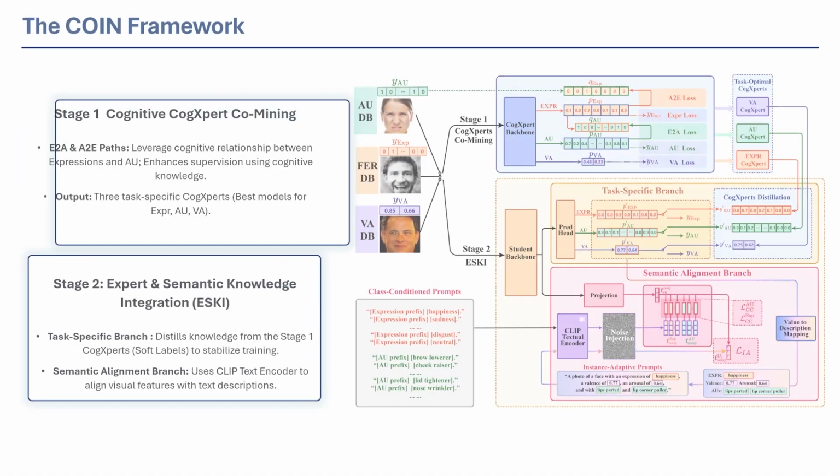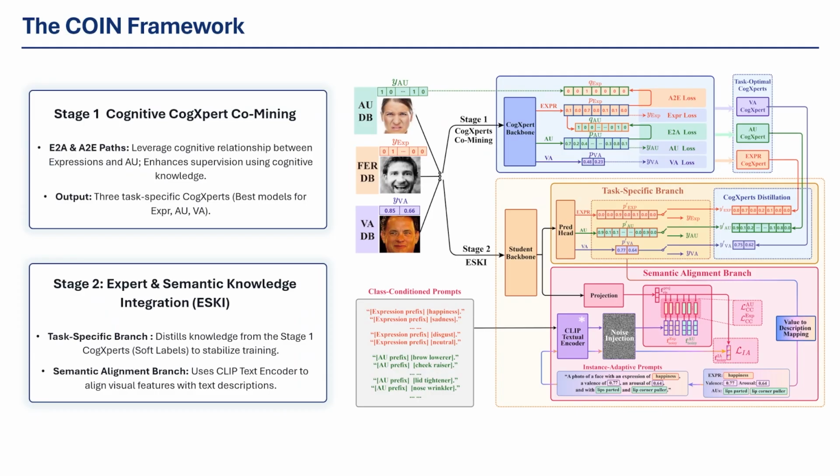To address these, we propose COIN, a two-stage framework. It bridges cognitive priors with instance semantics derived from vision language models. The framework consists of Stage 1, Cog-Expert Co-mining, focused on cognitive knowledge transfer, and Stage 2, Expert and Semantic Knowledge Integration, focused on cognitive and semantic knowledge integration.